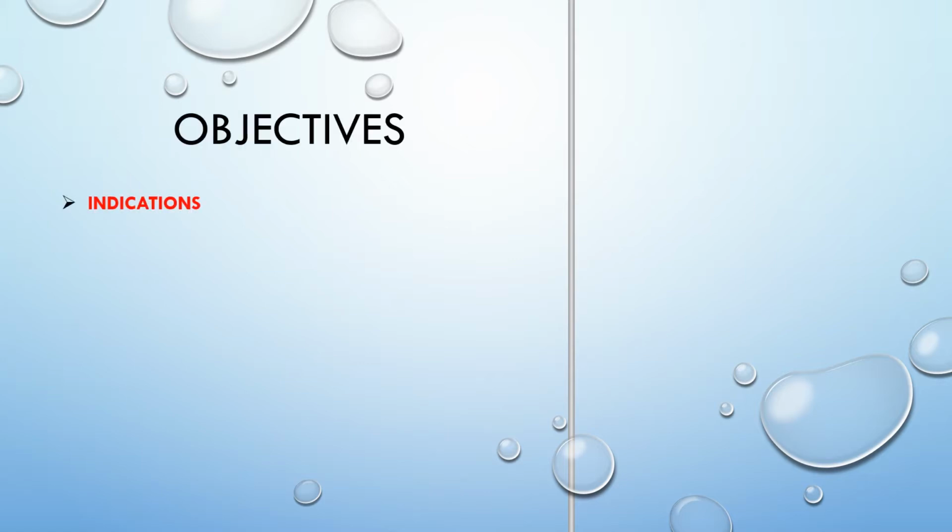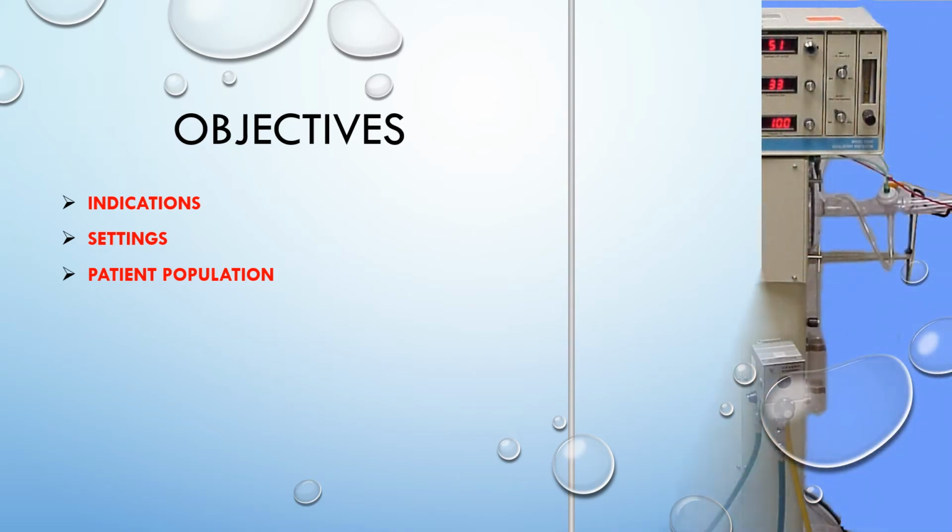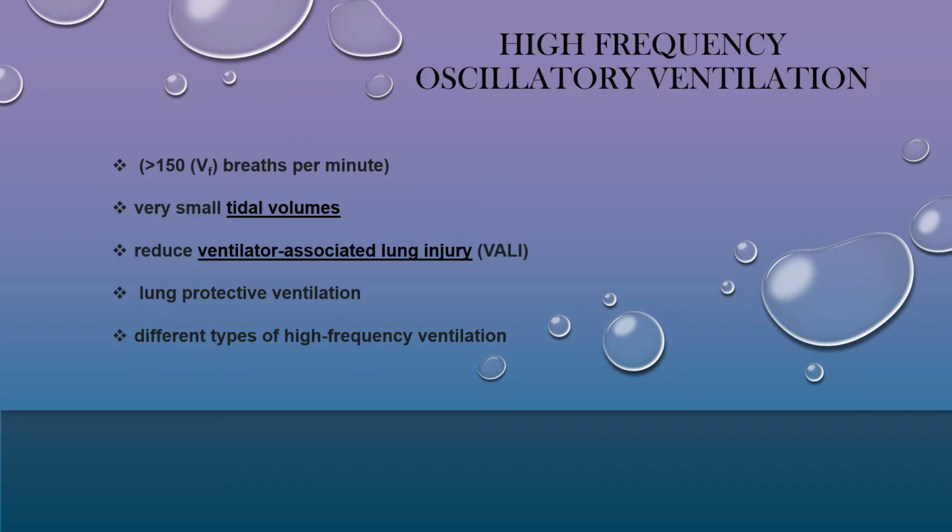Objectives, indications, settings, patient population. High-frequency ventilation is a type of mechanical ventilation which utilizes a respiratory rate greater than 4 times the normal value, and very small tidal volumes. High-frequency ventilation is thought to reduce ventilator-associated lung injury, especially in the context of ARDS and acute lung injury. This is commonly referred to as lung protective ventilation.